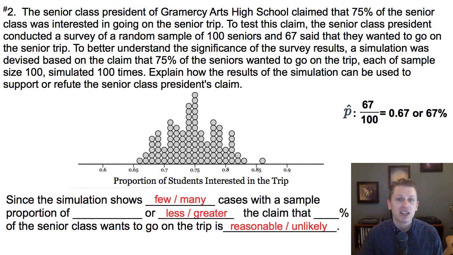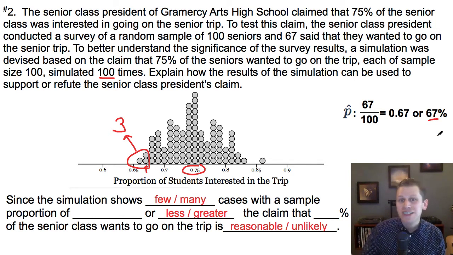We ran this simulation based on an average of having 75% of the seniors wanting to go on the trip, and then we want to see, is it possible to get a number as low as 67? So we find 67 on our chart, and 67 is right here, and because it's to the left of the mean, we're going to include the cases to the left. This isn't looking good. Look how many cases we have. This is only 3 cases out of 100 times, which means if we actually had 75% of the seniors wanting to go on the trip, it's not going to be very likely that we asked 100 of them and only 67 said so.